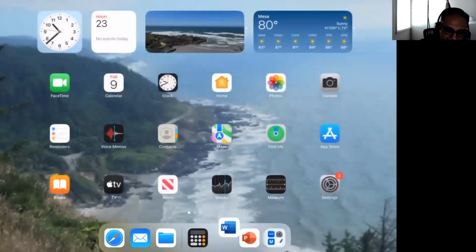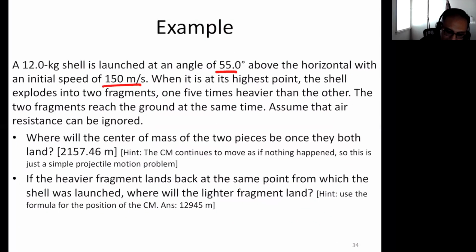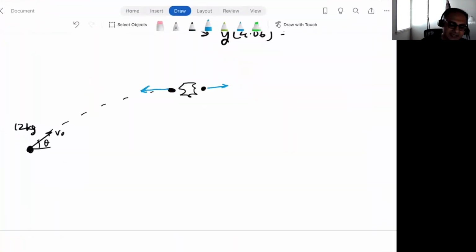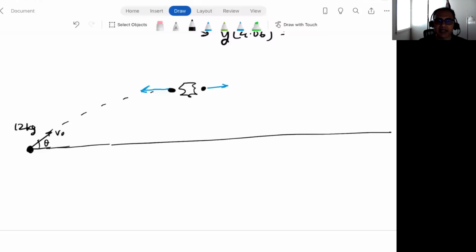Now, for this, you don't have to know anything about the details of the two pieces. How would you find this very easily? How would you find the center of mass of the two pieces when they all land? How would you very easily find that based on what we just discussed?